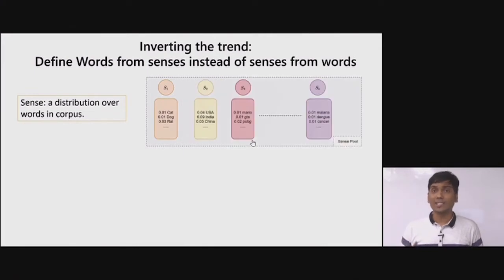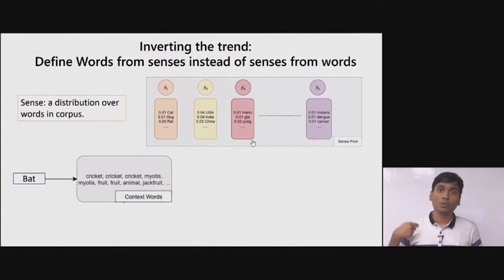Let's say there are k such ideas or senses in the corpus, and let's say an oracle has given us the sense pool. Now if a word bat comes, I can take all the context words, the words that have occurred near the word bat in the entire corpus. It's a multi-set, so if the word cricket has occurred 3 times close to the word bat, I'll keep it 3 times in the multi-set.